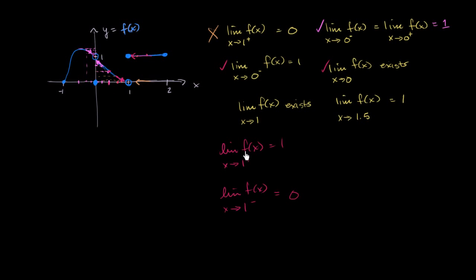So if the limit from the right-hand side is a different value than the limit from the left-hand side, then the limit does not exist. So this is not true. Now finally, the limit of f of x as x approaches 1.5 is equal to 1.